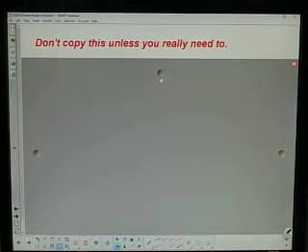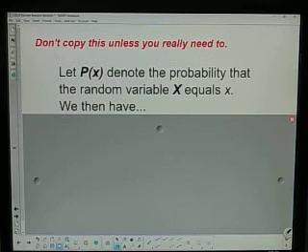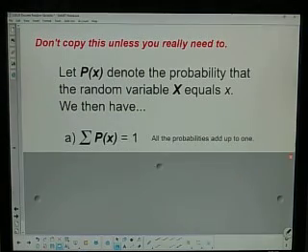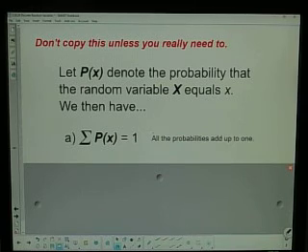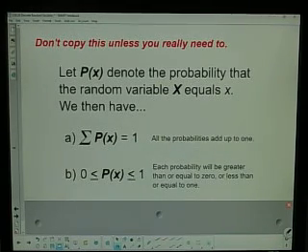Okay, don't copy this unless you really need to, and you'll see why in just a moment. Let P of X denote the probability that the random variable X equals lowercase x. Then we have this. All of the probabilities add up to 1, and all of the probabilities are between 0 and 1. That's why I said don't worry about copying it, because we've done this before. You should know that when you do probabilities, adding them up makes 1.